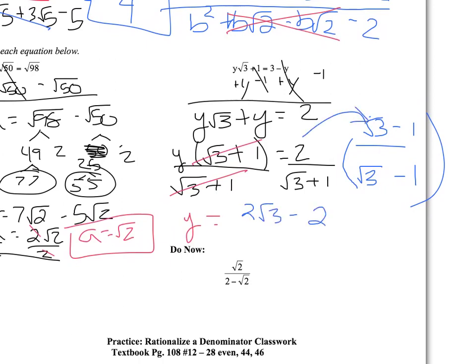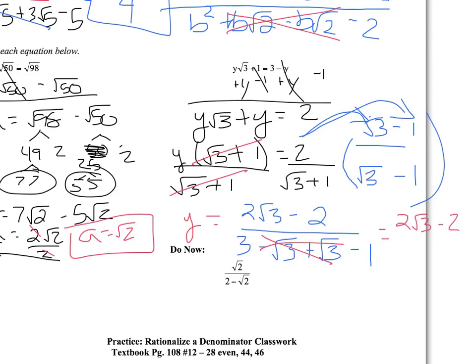Remember, distribute the 2 into both pieces. And in the denominator, radical 3 times radical 3 is 3. FOIL, so outside, radical 3 times negative 1 is negative radical 3. Inside, 1 times radical 3 is radical 3. Last, 1 times negative 1 is negative 1. You should see that the radical 3's cancel. 3 minus 1 is a 2, so we have 2 radical 3 minus 2 over 2.